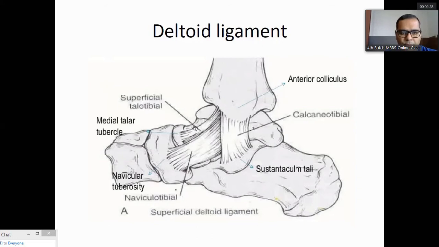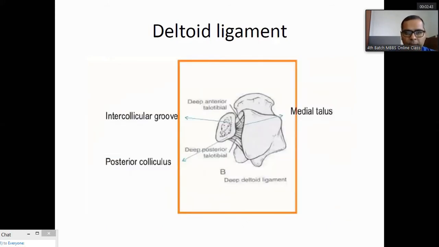So this is the superficial talotibial ligament. Navicular, this is the navicular bone, naviculotibial, and this is the calcaneotibial. Okay, this is the superficial part, and this is the deep part, which is not accessible easily. This is the medial malleolus, and this is the talus. So this is the deep MCL, medial collateral ligament.